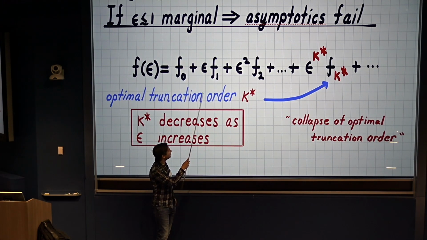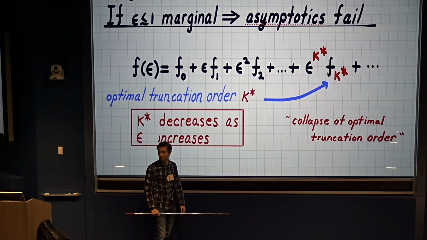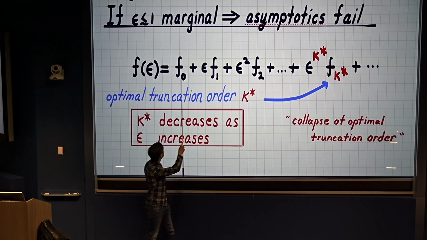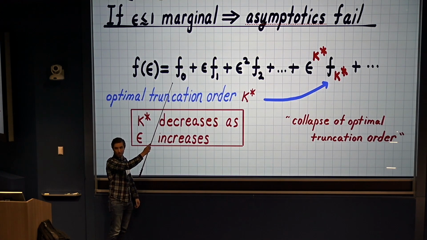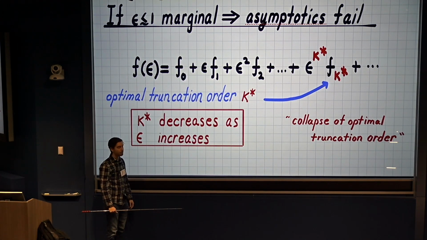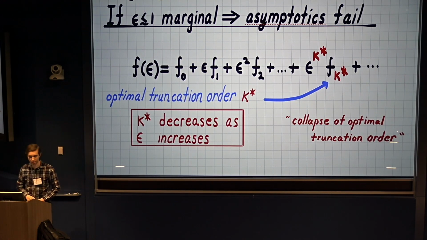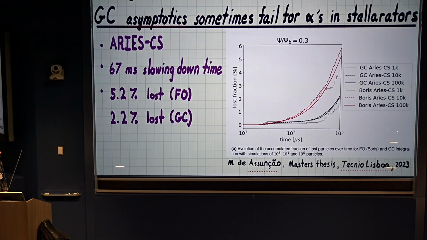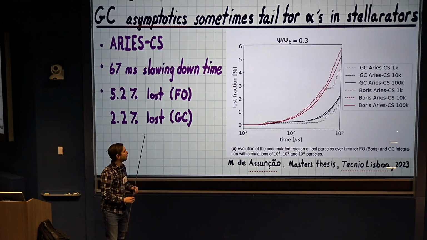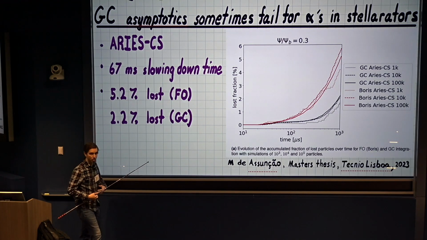And if epsilon gets too large, you can have what I like to call collapse of optimal truncation order, where the truncation order might go from something that you like, maybe 3 or 4, all the way down to 0, where only the leading term is doing anything even close to right, and it still might be very bad. So this is a problem in principle. But I want to argue that it's a problem in practice as well. So in the next few slides, I'm going to summarize some work that I did not do.